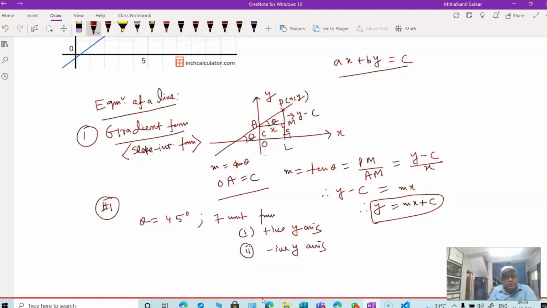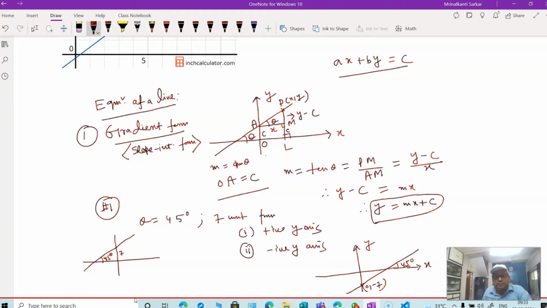Okay. So always you should try to visualize. This is the first case, 7 units, and this angle is 45 degree, so you can all write the equation. The second case is going to be like this. This is 45 and this is 0, minus 7. So the value of C will be minus 7. The length of the intercept is 7, but as it intersects the y-axis below, the value of C is going to be minus 7.